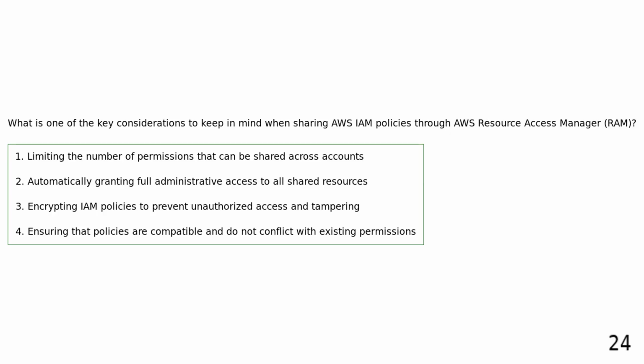What is one of the key considerations to keep in mind when sharing AWS IAM policies through AWS Resource Access Manager? Limiting the number of permissions that can be shared across accounts. Automatically granting full administrative access to all shared resources. Encrypting IAM policies to prevent unauthorized access and tampering. Ensuring that policies are compatible and do not conflict with existing permissions. When sharing AWS IAM policies via AWS RAM, it is crucial to ensure that the policies are compatible and do not conflict with existing permissions, ensuring consistent access controls without the risk of unintended access to shared resources.